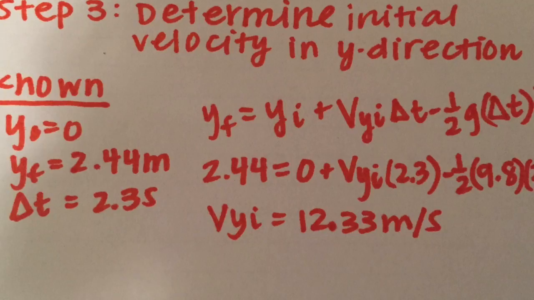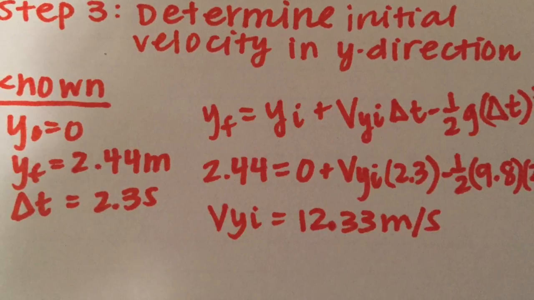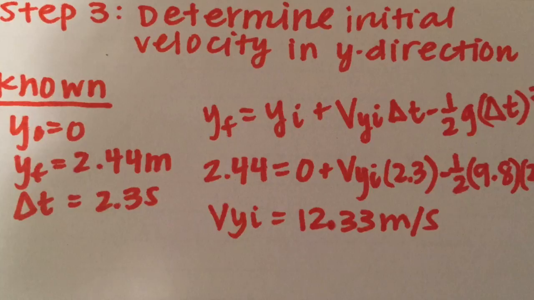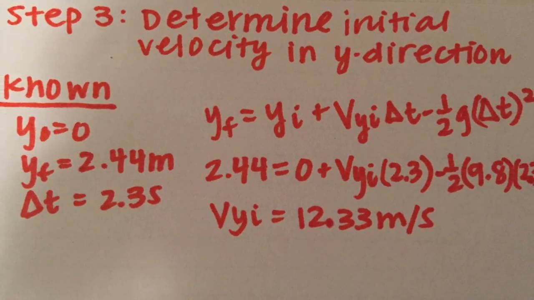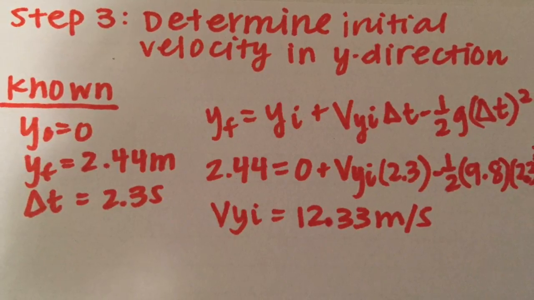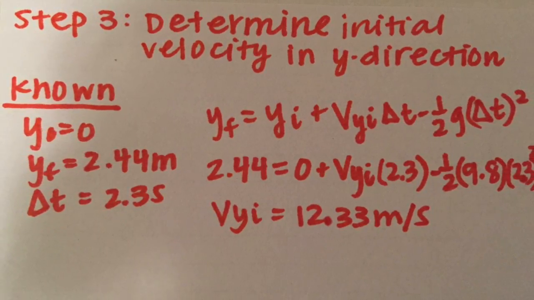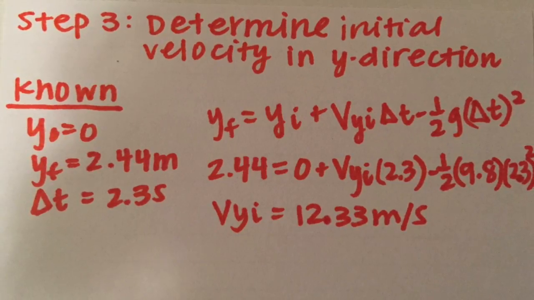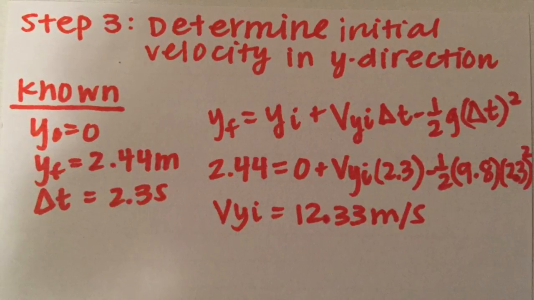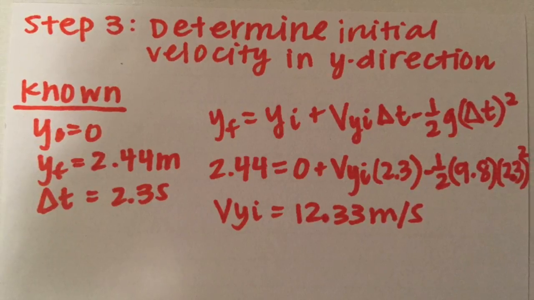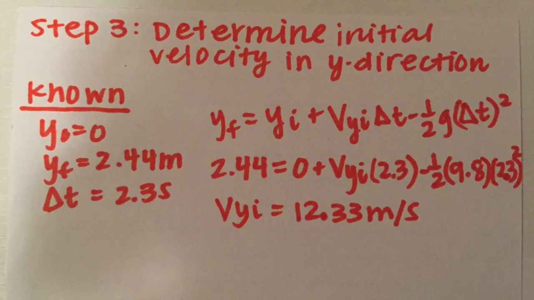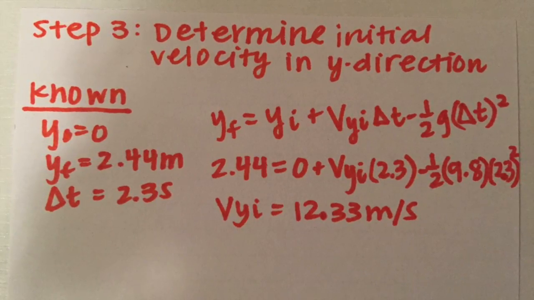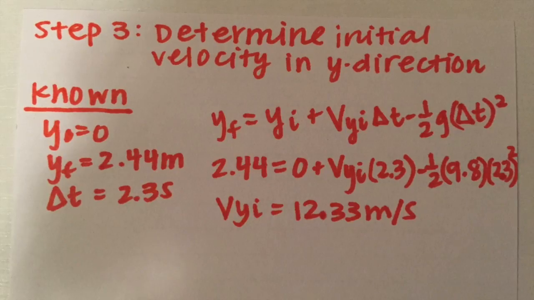Step 3 is to determine the initial velocity in the y direction. If we know that the initial position of the ball on the y-axis is 0 and the final position is 2.44 meters and the change in time is 2.3 seconds, then we can plug this information into the equation y final equals y initial plus the initial velocity in the y direction times the change in t minus 1/2 times the acceleration due to gravity times the change in t squared. And from this equation, we get the velocity in the y direction initially equals 12.33 meters per second.